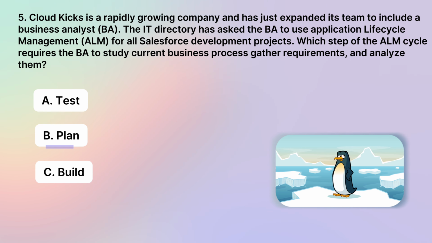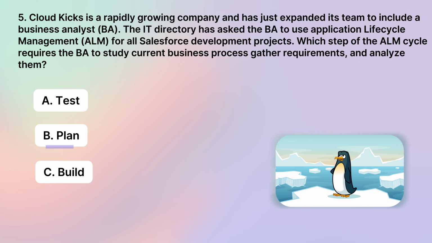B is the correct answer because the planning phase in the ALM cycle is where the BA is required to study current business processes, gather requirements, and analyze them. This phase involves identifying the goals and objectives of the project and determining the resources required to achieve them. During this phase, the BA will also create a detailed project plan, including timelines, milestones, and deliverables for each stage of the project.